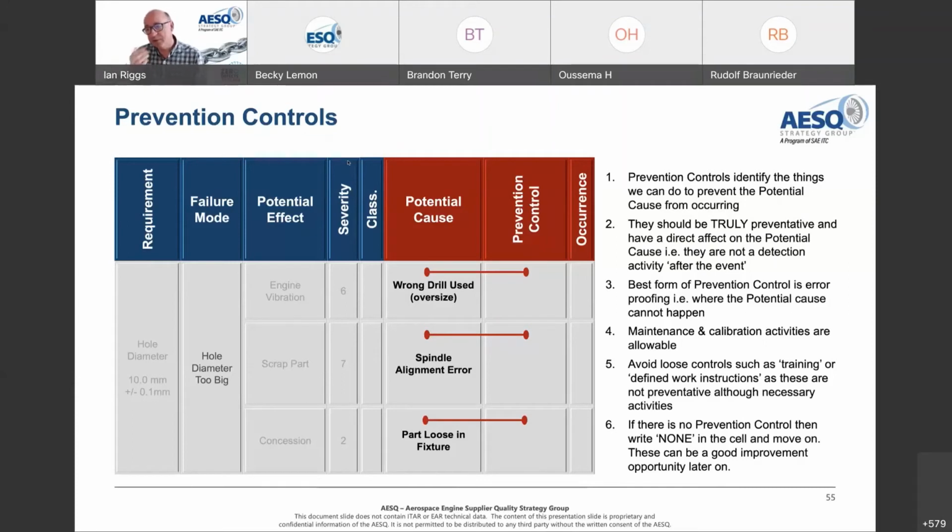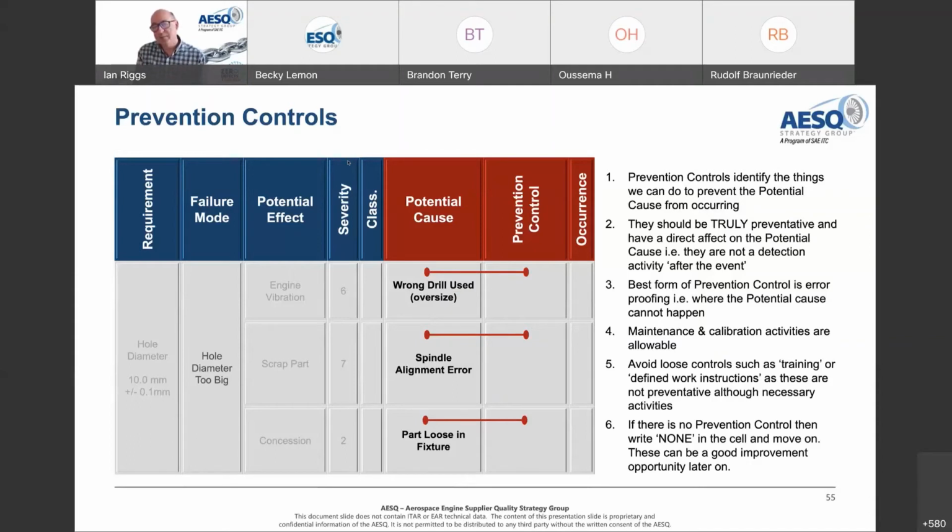Things like mistake proofing, it may be preventive maintenance, those sorts of things belong in this column. But often I see training, so potential cause, operator error, prevention control, training. They're good things to do. Training is always a good thing to do, but it's not going to prevent somebody getting it wrong. So we should avoid, we've got work instructions, we've got training, those aren't prevention controls.